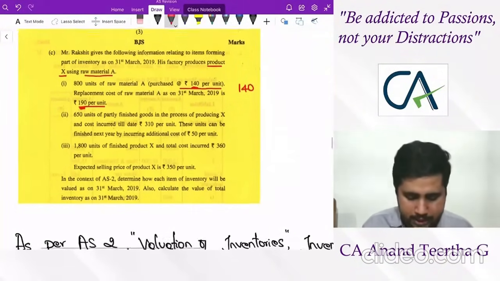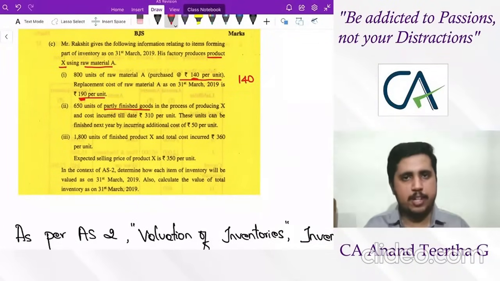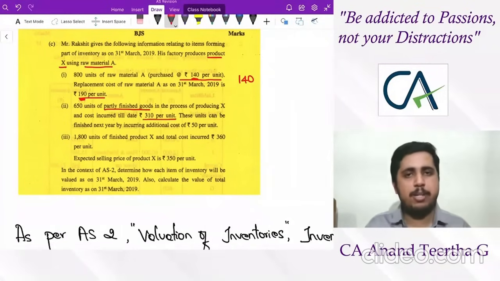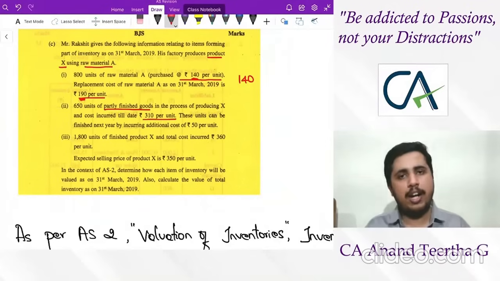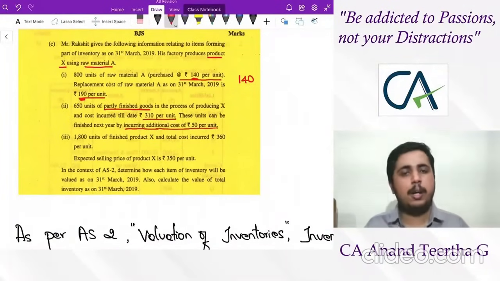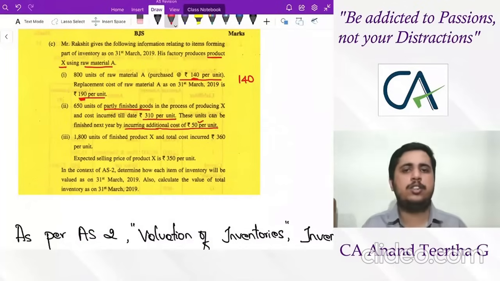Later, going to the second point, it talks about partly finished goods, which means work in progress. For that they said cost is 310. First, what valuation norm is applicable for work in progress? Cost or NRV, whichever is less. So 310 is the value of our cost. Now we need NRV. For NRV, what did they give you? They said incurring additional cost of 50 per unit. How do you interpret this? For the NRV formula: estimated selling price less estimated selling cost less estimated cost of completion. 50 becomes the estimated cost of completion.